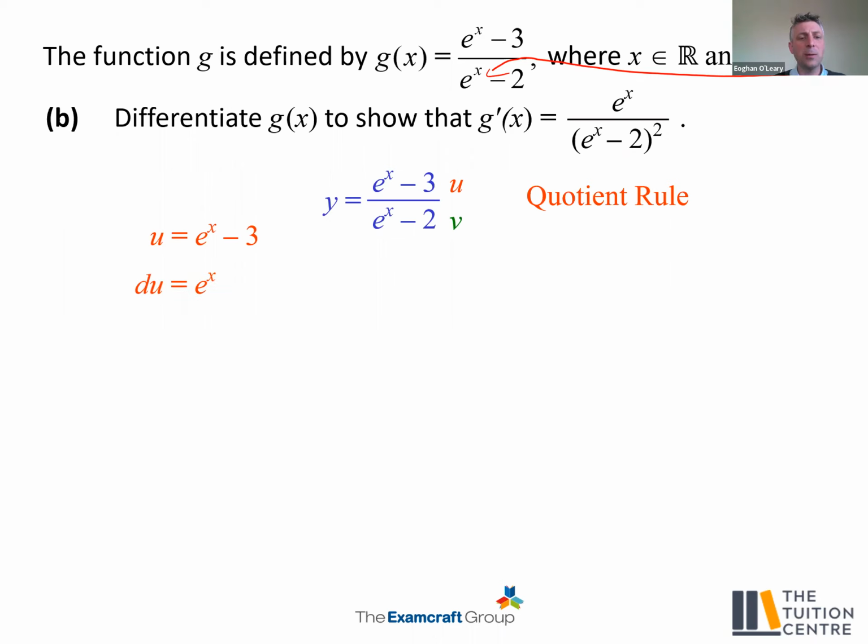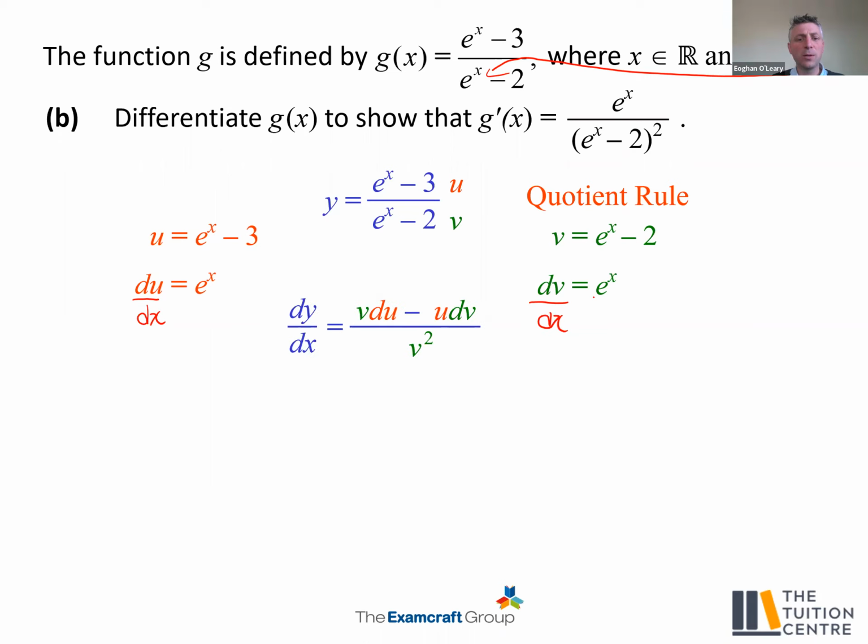Of course, when we differentiate, if we have u equals e to the power of x minus 3, when we differentiate that to get du dx, we're just going to get e to the power of x. That doesn't change, and the constant disappears. Over here, when we have v is equal to e to the power of x minus 2, dv dx is going to be e to the power of x again.